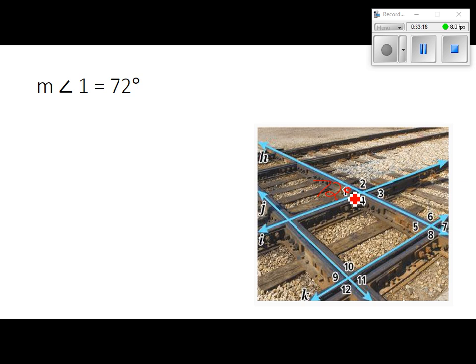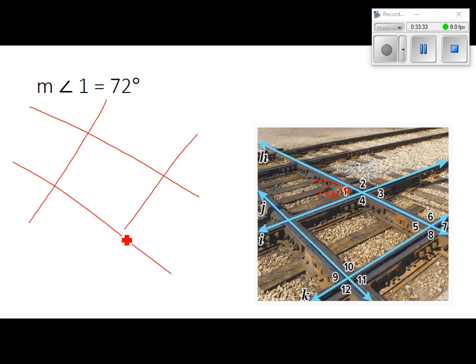What other angles can we find? 7. Angle 7, angle 3, angle 5. So let's draw this real quick. Let me draw it off over here. So we got this, looks something like that. Is that about right? Yeah. Pretty close. We know this is 72.